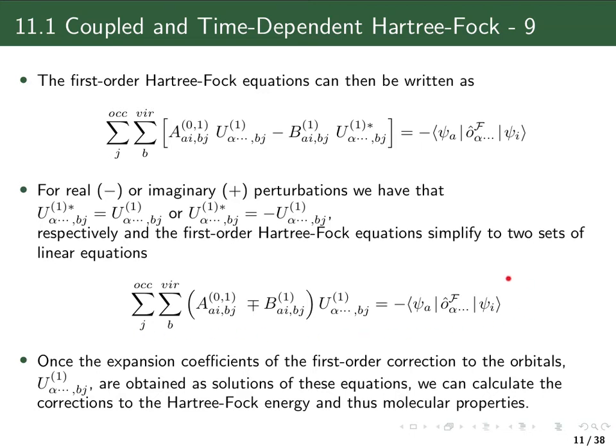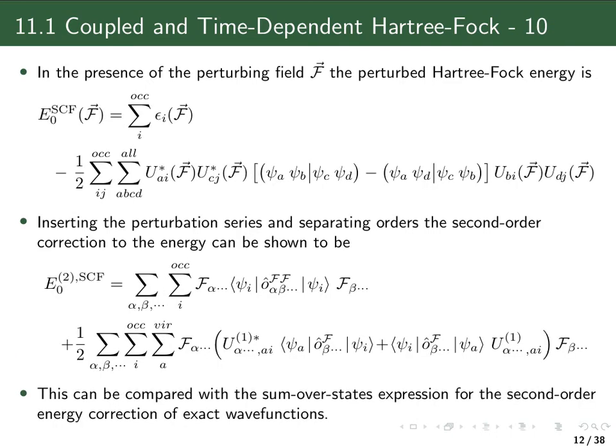Now, these equations here, which are our first order Hartree-Fock equations, you can hopefully recognize as being inhomogeneous linear equations, because the right-hand side is not zero. So we have a set of inhomogeneous linear equations which can be solved for this first order correction to the U matrix, which is the unknown in this equation. Having obtained this first order correction to the U matrix, we can now look at the first order correction to the spin orbitals, but we can also look at the energy, which is what we want to do here.